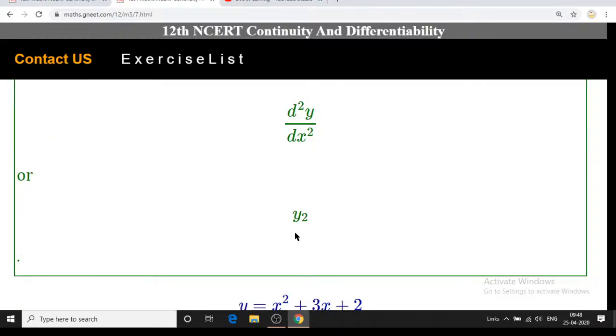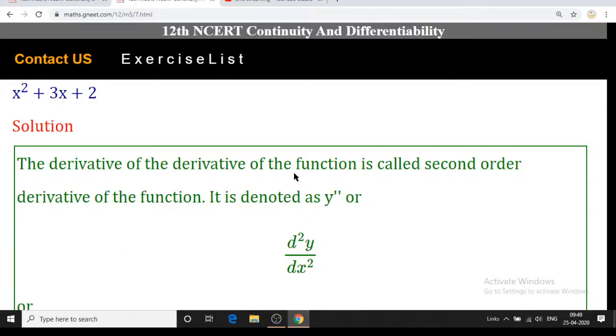This y2 doesn't mean a coordinate. When we write y1, it means the first order derivative of y with respect to x, and y2 is the derivative of the first order derivative. First, the first order derivative of the given function you have already learned. When we calculate the first order derivative, we get one more function, or rarely a constant. If that function is differentiated again, then what we get is called the second order derivative.